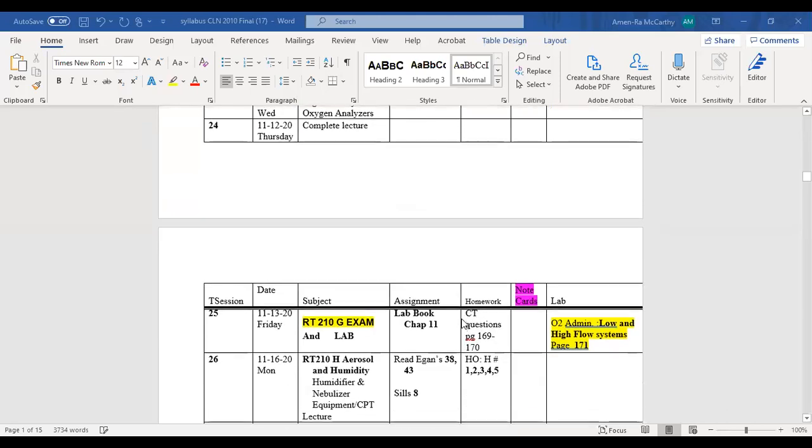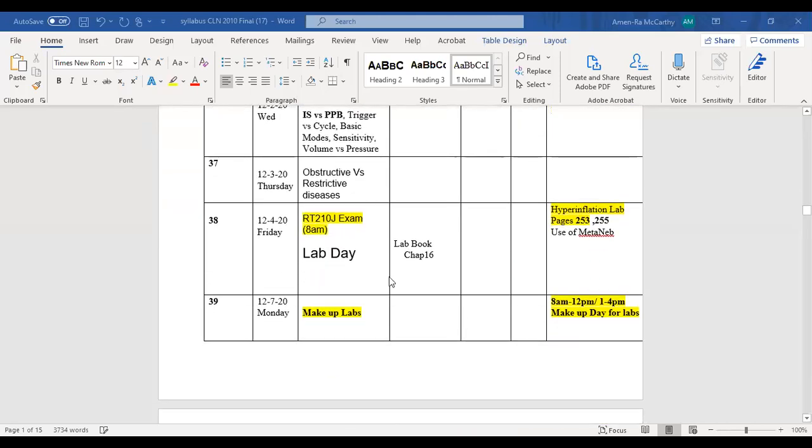All right, so test and makeup lab on Monday the 7th. All right, so right here, we're going to get rid of this. We're going to do lab on Friday and oral practice. Okay, oral practice and lab that day. And then on Monday, RT210 exam. All right. Now, that's what we're going to do.